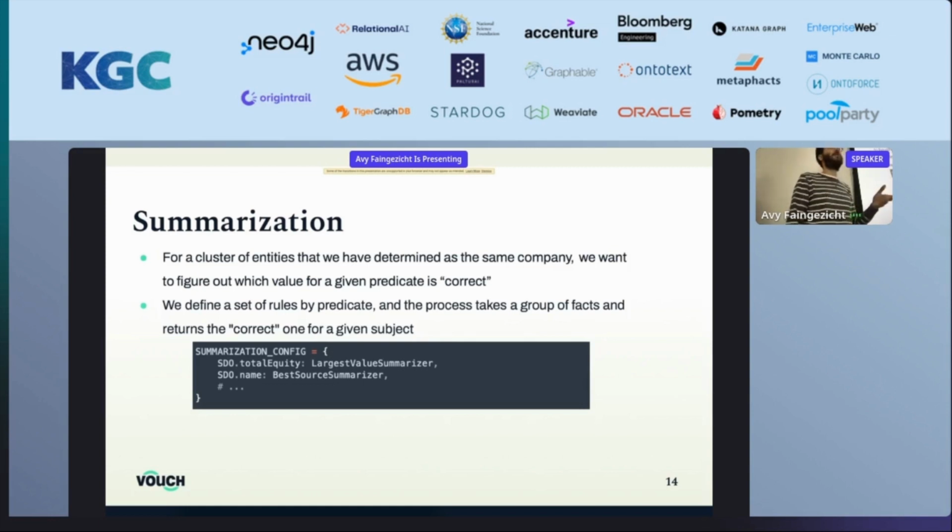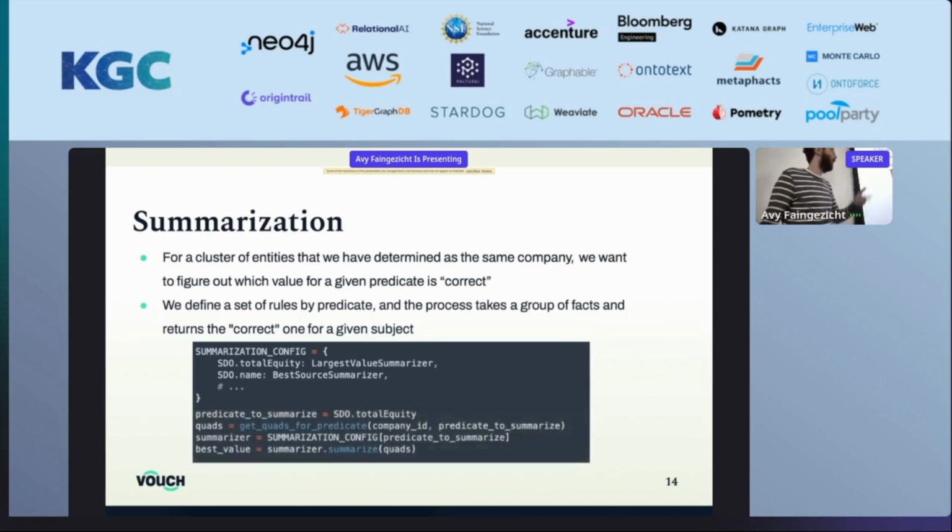For the name, we might say that we think vendor 2 is the best at identifying names, so we rank the sources and take the name from the source that we think is the best. You could imagine we also take the last value that we've consumed. There are a lot of ways that we can define these rules. And this is maybe some sample code where we have a predicate, we get all the quads for a specific predicate, and then we summarize it to get the best value.